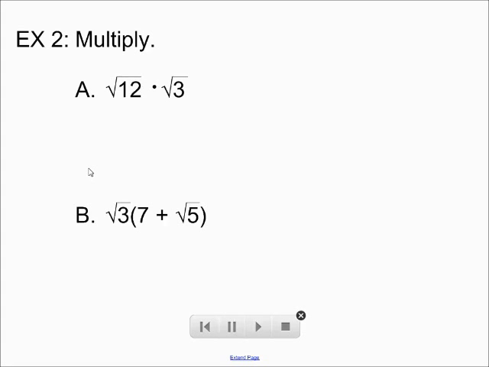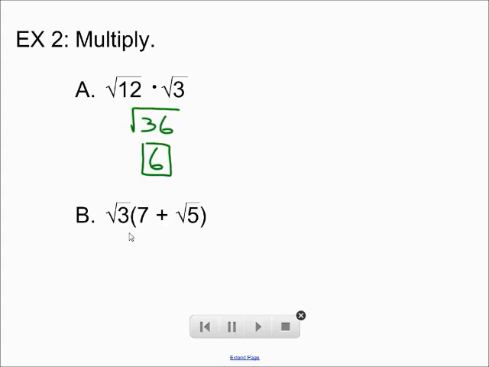Okay, now this is multiplying radicals, which we've actually done before back in chapter 9. If you have two terms and they're both inside a radicand, then you can multiply them together. So the square root of 12 times the square root of 3 can be rewritten as the square root of 36. And 36 is a perfect square, so we'll just simplify that. Again, that's review. You've done that before.